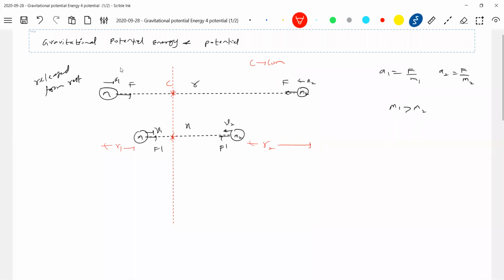Straight away, I'm taking you to the concept here. They were released from rest, and now they have kinetic energy. From where did this kinetic energy come into existence? Some other energy should decrease. What is that? It's potential energy. And moreover, this gravitational force is a conservative force, so we can apply conservation of mechanical energy.